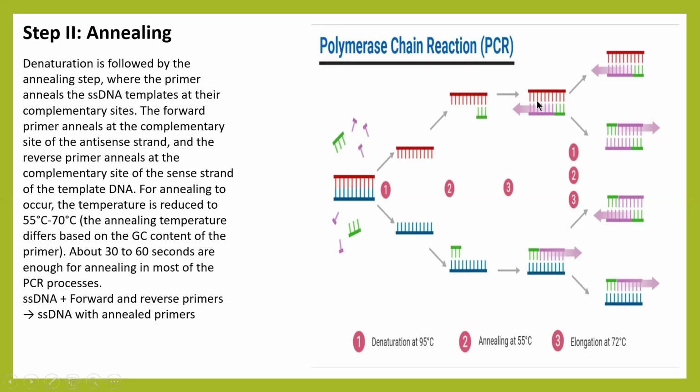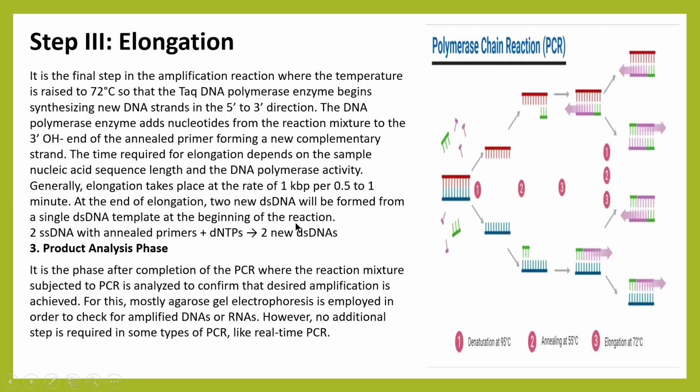So with single stranded DNA, the forward and reverse primers should be annealed, and single stranded DNA with annealed primers should be formed. Step three, elongation. It is the first step in the amplification reaction where the temperature is raised. First we increase the temperature for the denaturation process. In the second step, annealing, the temperature is decreased. And in the third step, the elongation process, the temperature is increased.